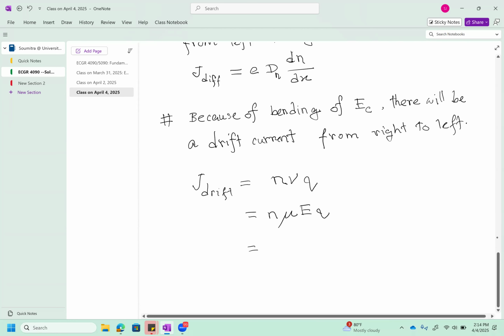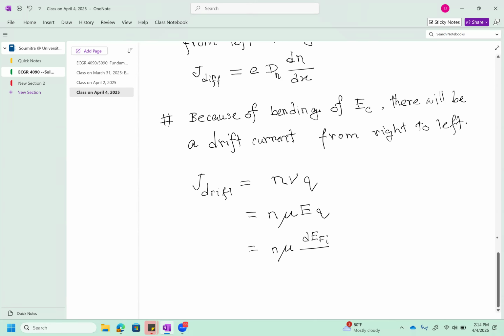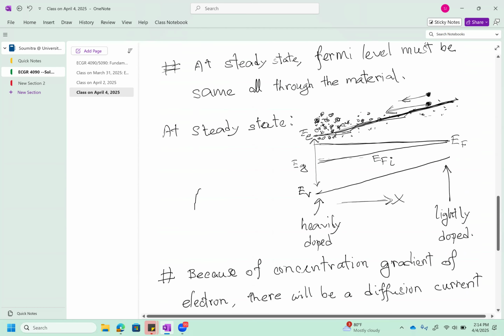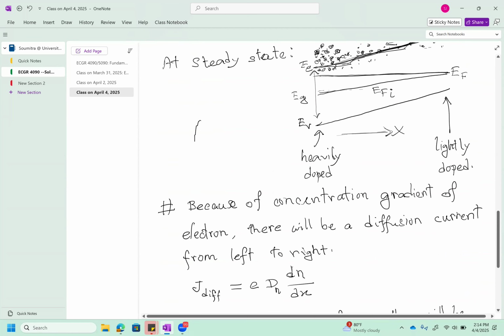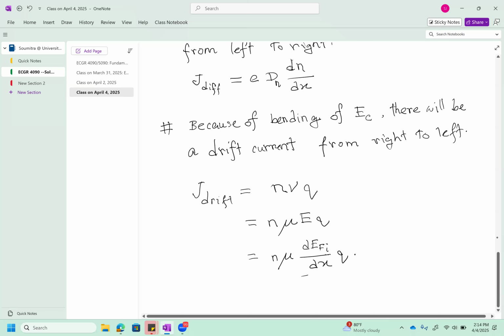And how to know what is the electric field? The electric field can be easily found by looking into the bending of dEFi by dx. Look at that. What is EFi? EFi is the intrinsic Fermi level. Now you can see that the way EC bends, the way EV bends is the same way that EFi bends. They all bend the same way. So if you take the differentiation of any one of them, you will get the electric field. Okay, so this part tells you the electric field.